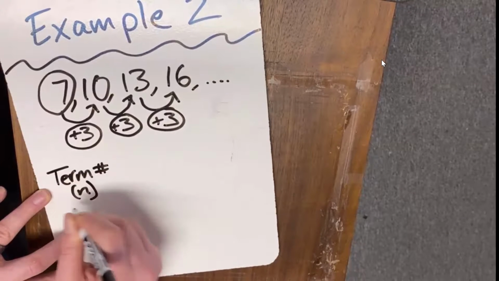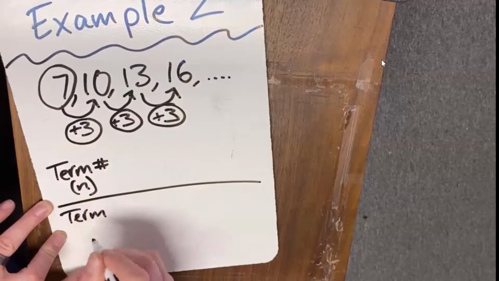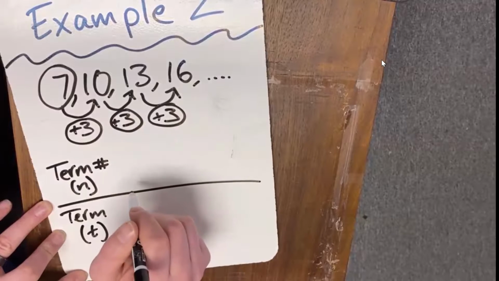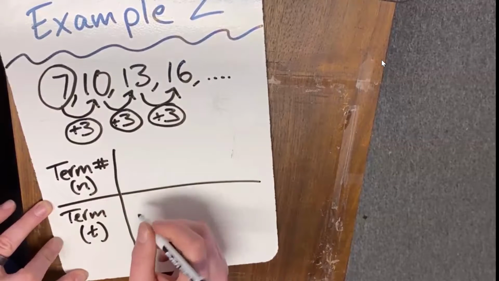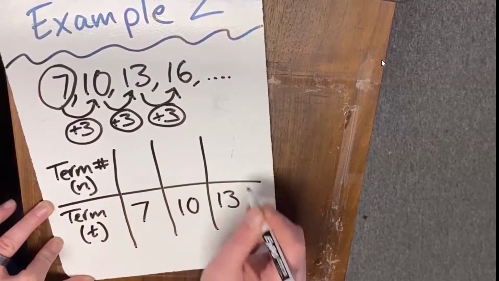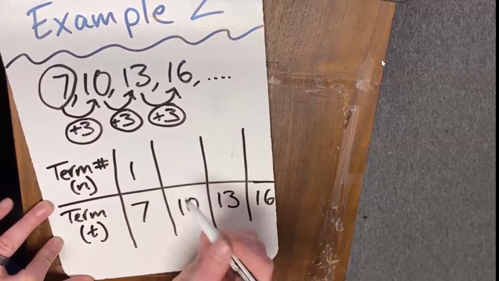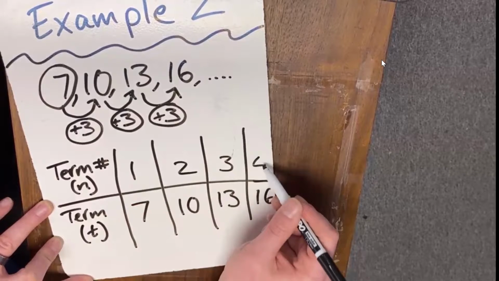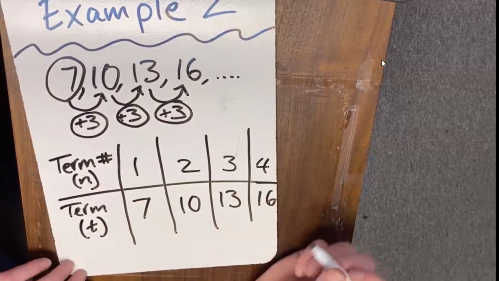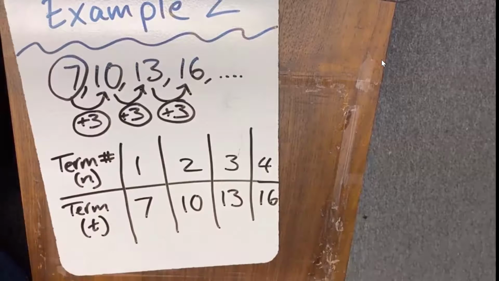also known as n, and then we have the term, also known as t. Okay, so my first term is 7, my second term is 10, my third term is 13, my fourth term is 16. First term, second term, third term, fourth term. All right, so where do I start? Well, I need to start with the 7, right?